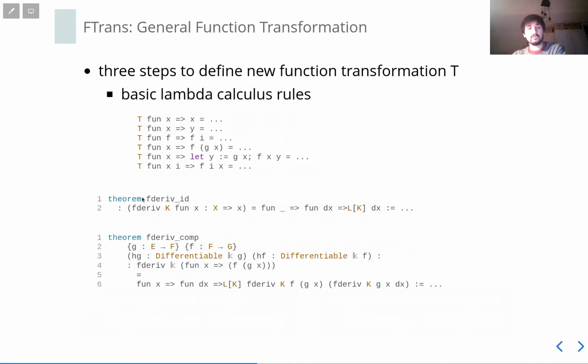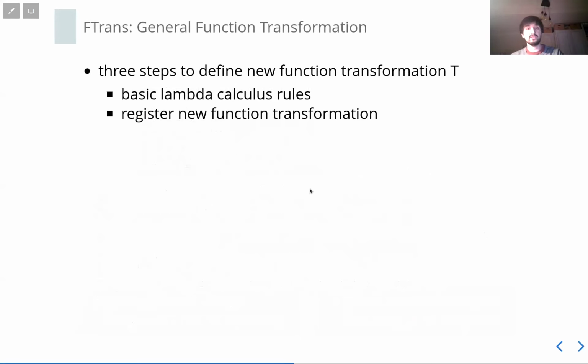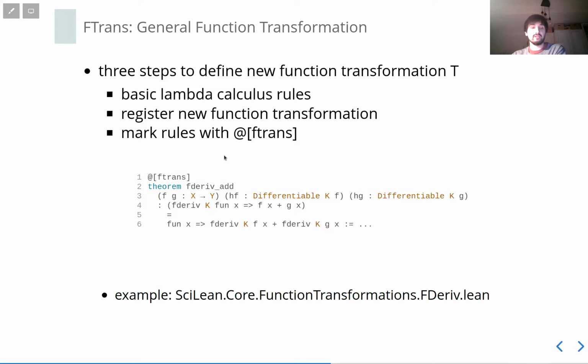Here's an example of the relevant rules for derivatives. Then you have to register this new function transformation together with these lambda calculus rules. And then you can mark relevant theorems the same way as with the simplifier, just adding the attribute FTrends to the relevant theorems. For example, the derivative of addition should be formulated such that you introduce two auxiliary functions f and g, and then the derivative of f plus g is just the derivative of f plus the derivative of g. And if you want to have a look at how this is all set up, just look at this file in the Silent library.